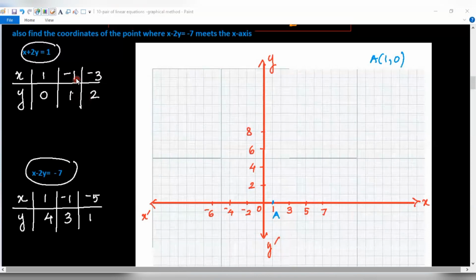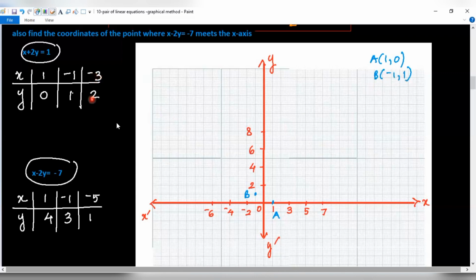The next point is minus 1, 1. Here is minus 1 and 1. Here, right? This is 1 and this is minus 1. So this is the required point B. So B is minus 1, comma 1.